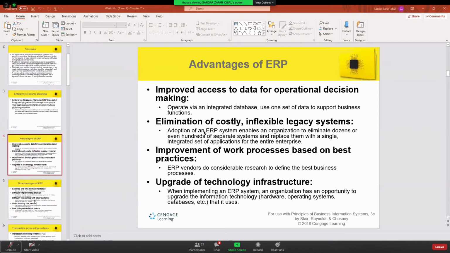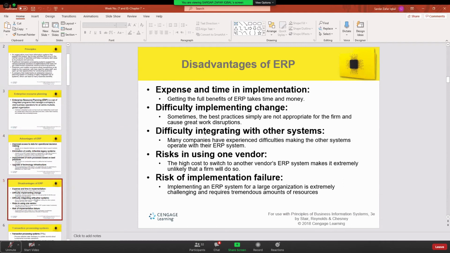Okay, so next we have some disadvantages as well, like expense and time in implementation. So it always takes time and money you are going to spend on it. Why? Because it is for the whole organization, for a big organization. So there are a lot of functions there. You need to gather a lot of requirements. So it will take time. And of course, it will take money as well.